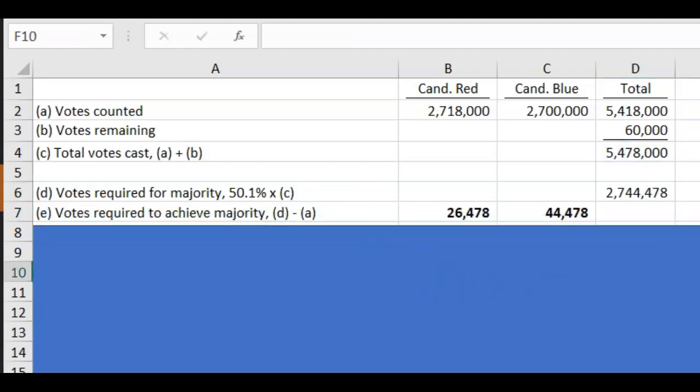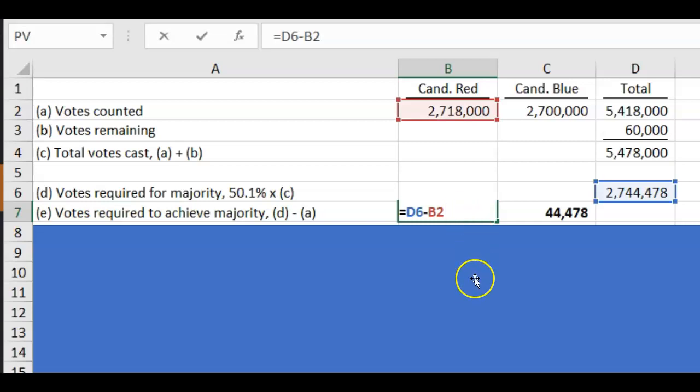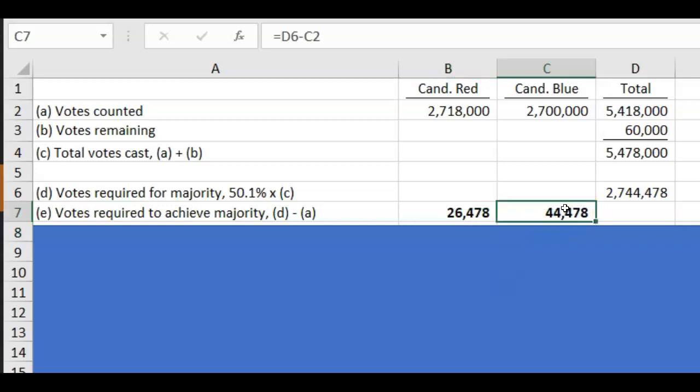Okay, so the votes required to achieve a majority would be the existing votes, and for candidate red, that's 2,718,000, less the votes required for the majority. So we're able to determine that for candidate red to win, 26,478 votes are needed. For candidate blue, we use the same math, only we start with what candidate blue has already received in votes.